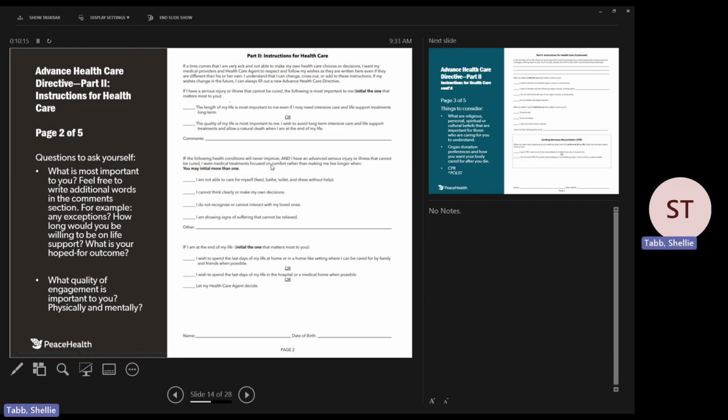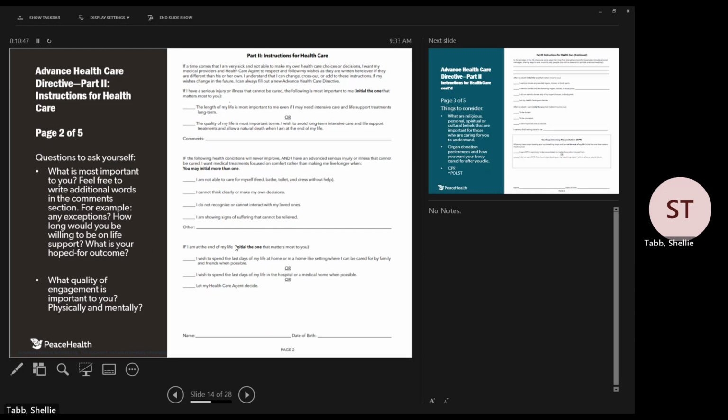You have the health condition that will never improve, and it can't be cured. And this is when you would choose comfort care. So if you were not able to care for yourself, like feed, bathe, or take care of your hygiene without help or dress, you would initial that one. So those are things to consider. And like I said, you can initial more than one, or put something else in the other section.